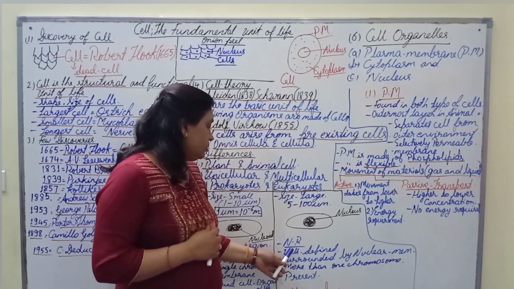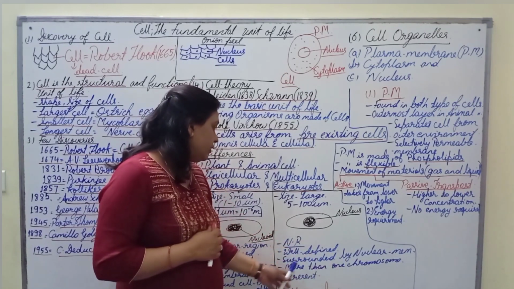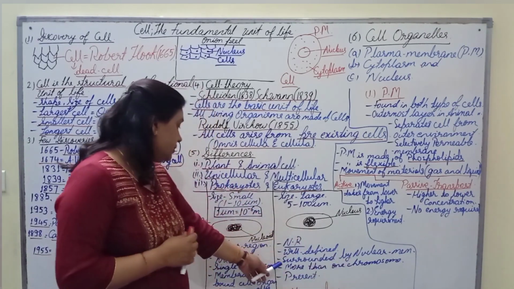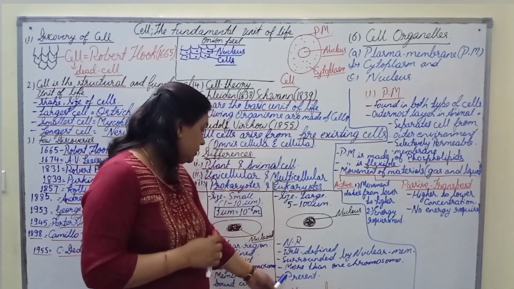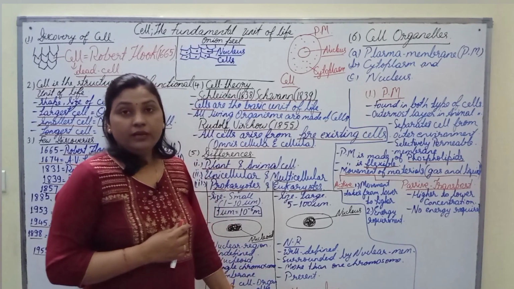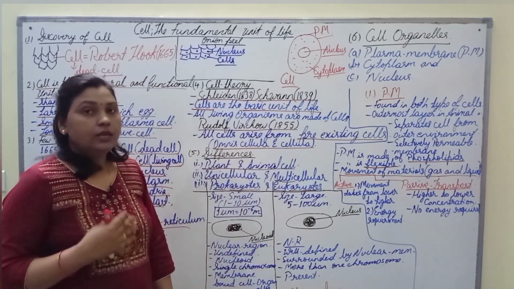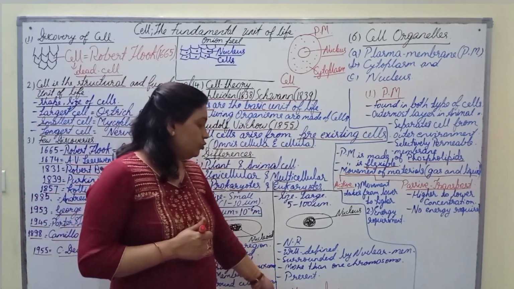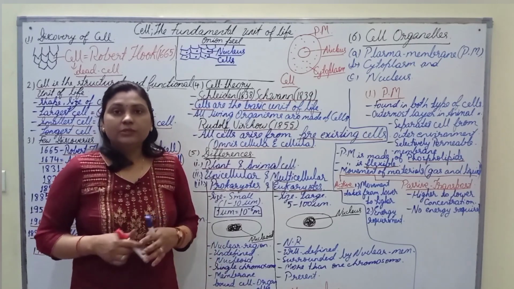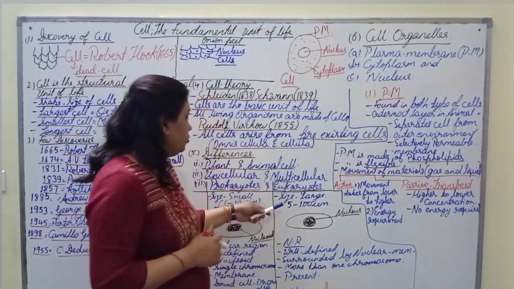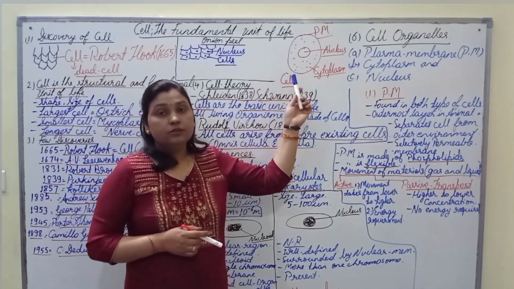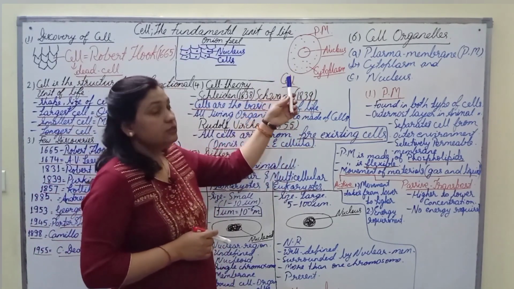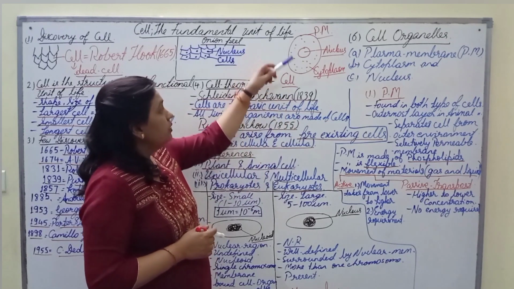In eukaryotes, the nuclear region is well developed and well defined. The nuclear membrane is present, and more than one chromosome is present. Membrane bound cell organelles, that is mitochondria, plastids and endoplasmic reticulum, are present. Human beings and other plants and animals are examples of eukaryotic organisms. Now moving on, we will discuss the structure of cells.